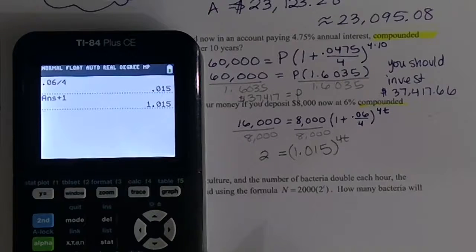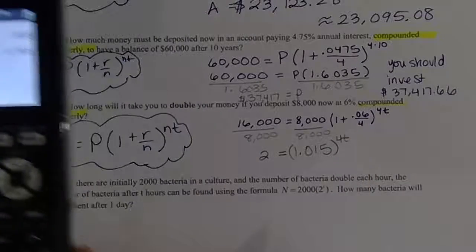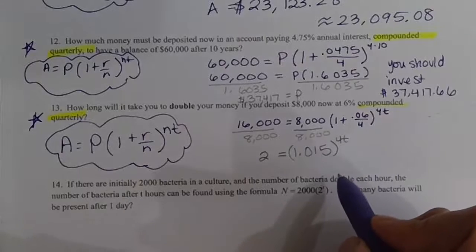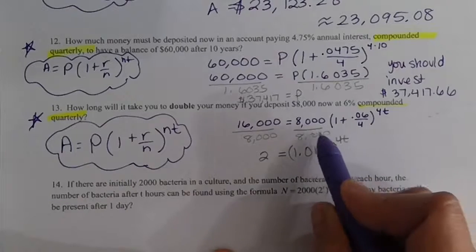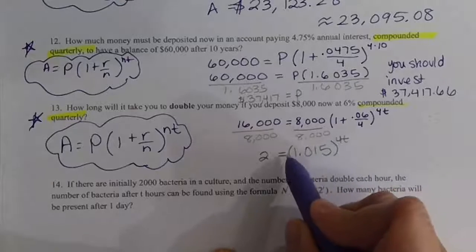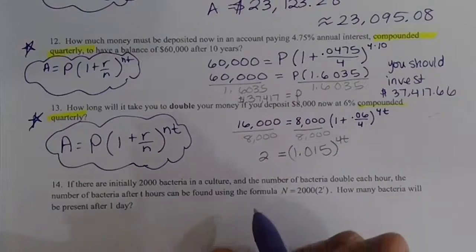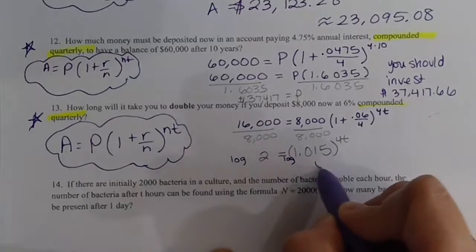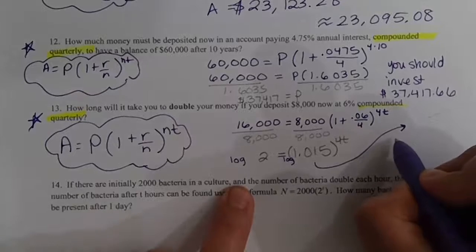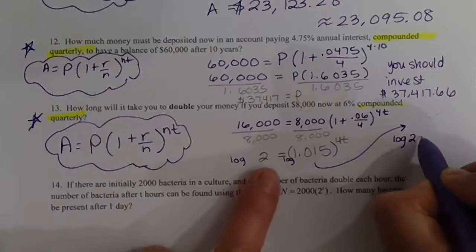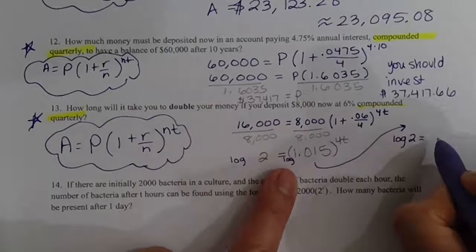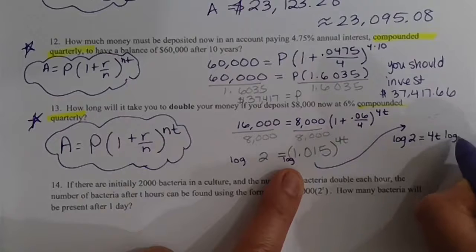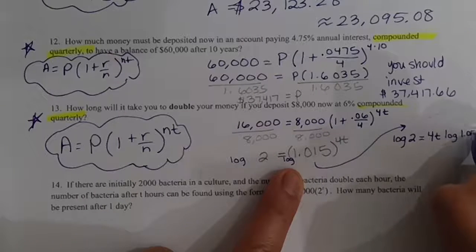I'm solving for t. Do I fourth root it, divide by 4t? What do I do? The whole reason we did this unit is that to bring down an exponent power, you can actually take the log of both sides. So you take the log of this and the log of this. What that allows you to do is bring your exponent in front. Log 2 equals 4t log 1.015.